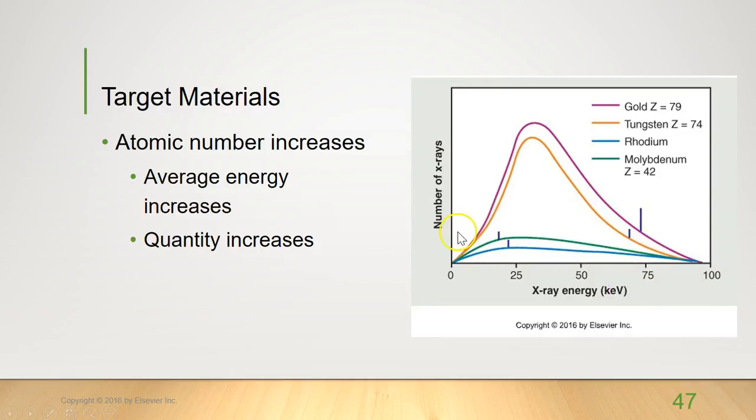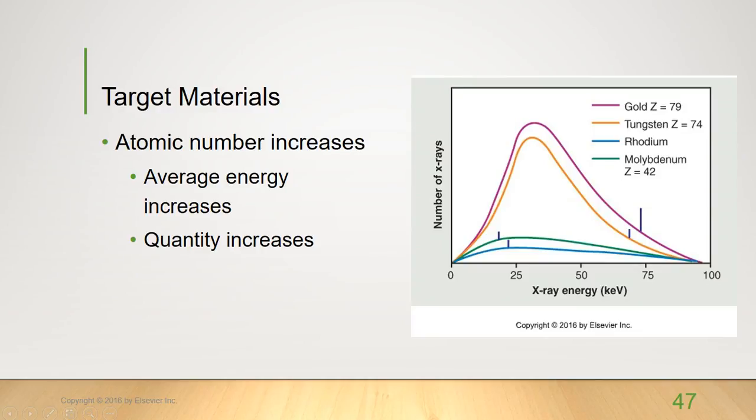So the energy increases, but let's just pretend like we could actually use gold. With increases in atomic number, each atom is more complex, having a bigger target. This increases the likelihood of interaction. As quantity increases, so does the number of energy photons. So the discrete lines represent K characteristic. And there we go. So it says rhodium and molybdenum are usually used in mammography. So these are actually useful things to think about.